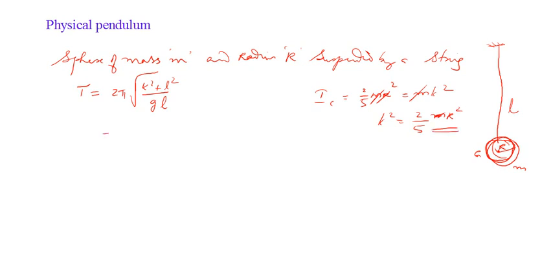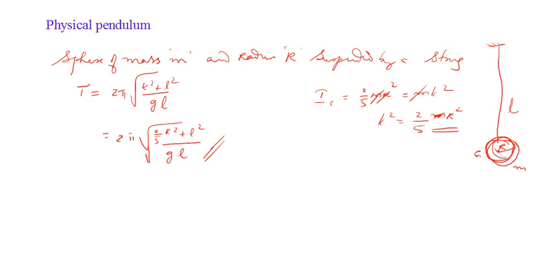So here you can substitute: T equals 2 pi into root of (2 by 5 r square plus L square), retaining L square as it is, divided by gL. So that is the equation for the simple physical pendulum.